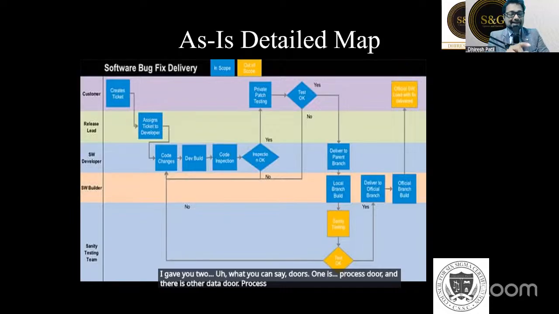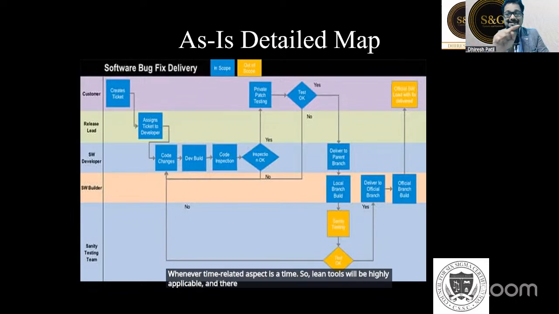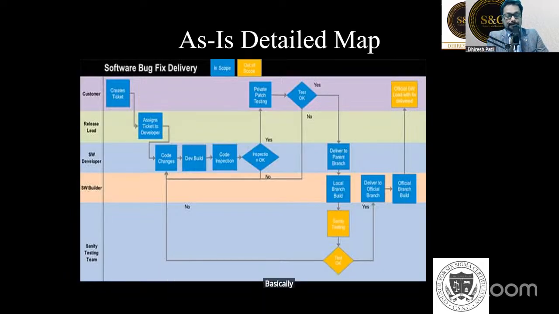The process door is for lean. So whenever you have projects like lead time reduction, where a time-related aspect is involved, lean tools will be highly applicable. And there I have written as-is process mapping was one of the tools which was shown. You remember that? Just give me yes in the chat box. Value stream map, process map, VA and NVA analysis. Correct? You remember that?